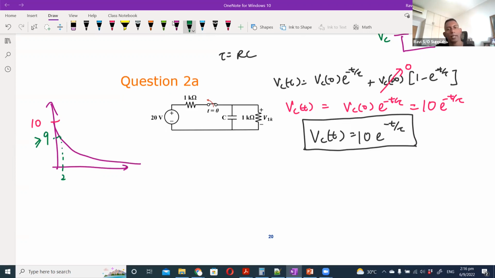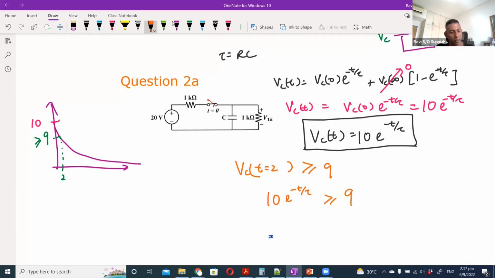Of course this is related to the time constant. Since the resistor is already fixed, what we want is to find the capacitance that will allow me to fulfill this requirement. So VC at time t equals 2 must be greater than or equal to 9. I just substitute this inside, correct? So I just say that 10 e to the minus t over tau must be greater than or equal to 9, and then you solve.